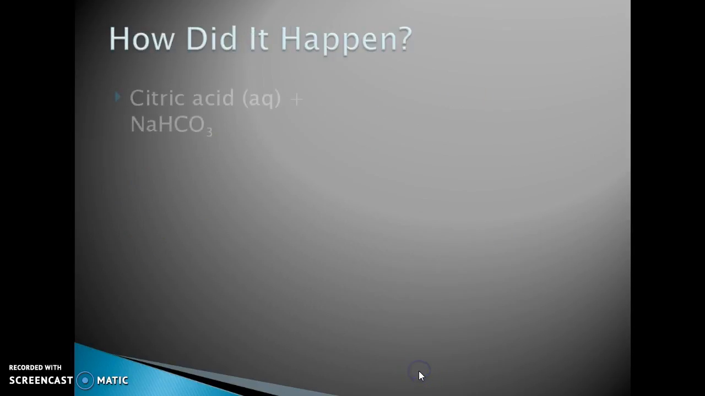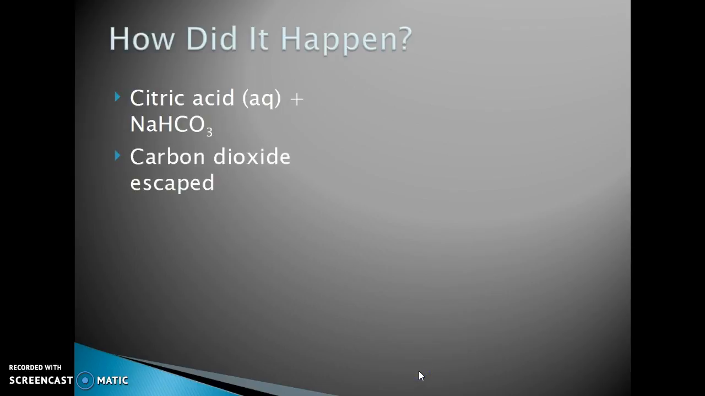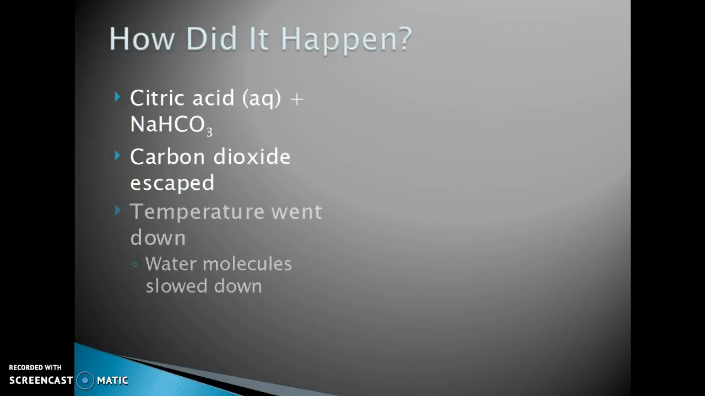So how did it happen? Well, citric acid reacted with sodium hydrogen carbonate and formed carbon dioxide, which was allowed to escape. The temperature went down. What that means is the kinetic energy of the water surrounding the reaction was going to go down. The water molecules slowed down. That's why you saw a reduction in temperature.